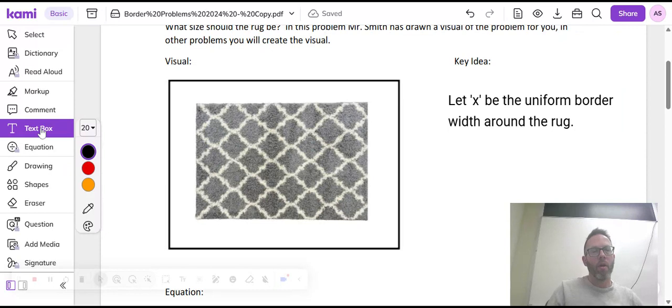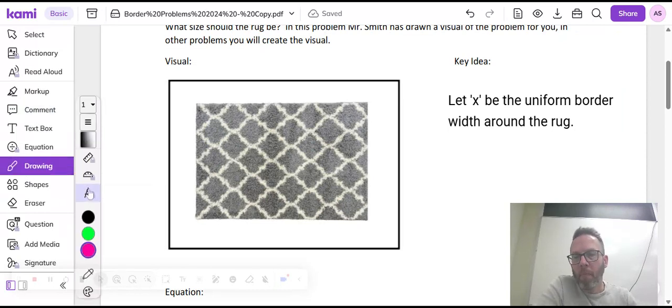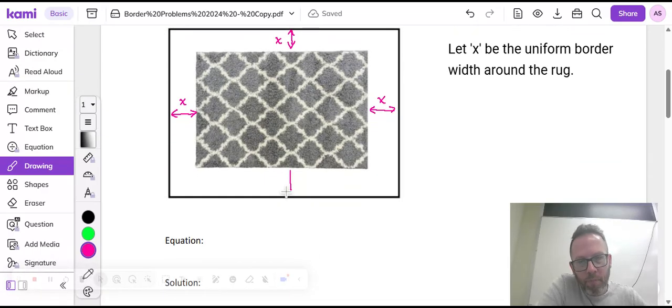And then if you guys would add to your diagram with me, I'm just going to put on every side here these little double arrows and an x, just indicating that on every side of this rug, we have a border width of x. All right.